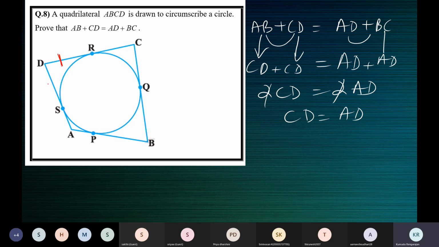CD is equal to AD, but they are adjacent sides. In a parallelogram, if one pair of adjacent sides are equal, it's a rhombus. So CD and AD, they're adjacent sides and they're equal. So ABCD is a rhombus. Therefore, ABCD is a rhombus.